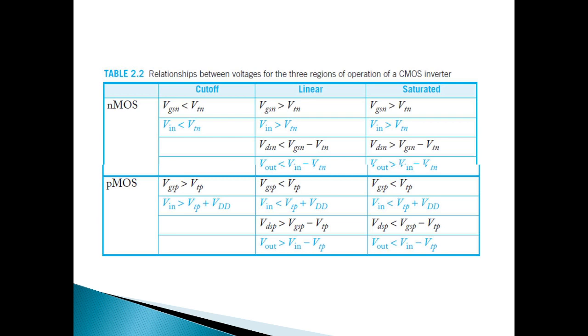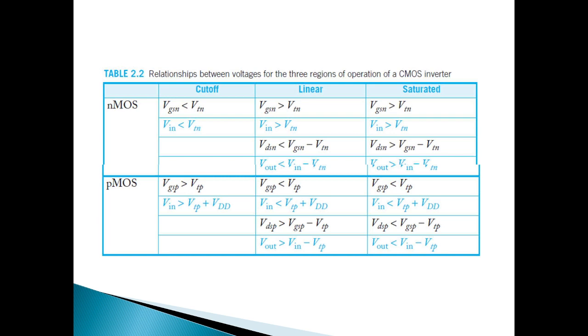The basic condition we know is that in the cutoff region the gate to source voltage is negative or 0, that is, it is less than the threshold voltage in the case of NMOS, but in the case of PMOS the gate to source voltage is greater than the threshold voltage. For the linear and saturated regions, the gate to source voltage for linear is a little higher than the threshold, but it is very high in the saturated region. It is actually opposite in the case of the PMOS transistor, where the gate to source voltage is less than the threshold, and even more below the threshold in the saturated region. Accordingly, how the input voltage and everything else behaves is clearly in this table.